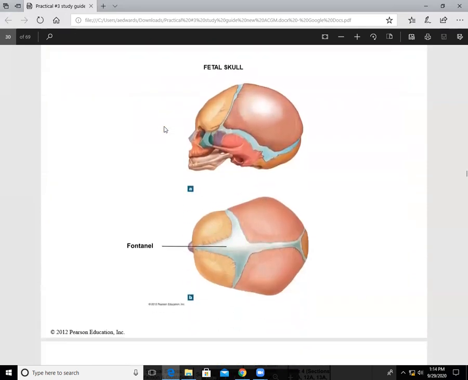Okay, on the fetal skull. The fetal skull is different from the human skull in the sense that the bones aren't fused together like they are once you're born or as you've developed. So you have basically connective tissue between the different bones, and we call those fontanelles. If you see that on a quiz or a practical, know that you're looking at a fetal skull, right? Largely based on the size, but also all the little spaces in the middle, fontanelles. Okay? Just know that.